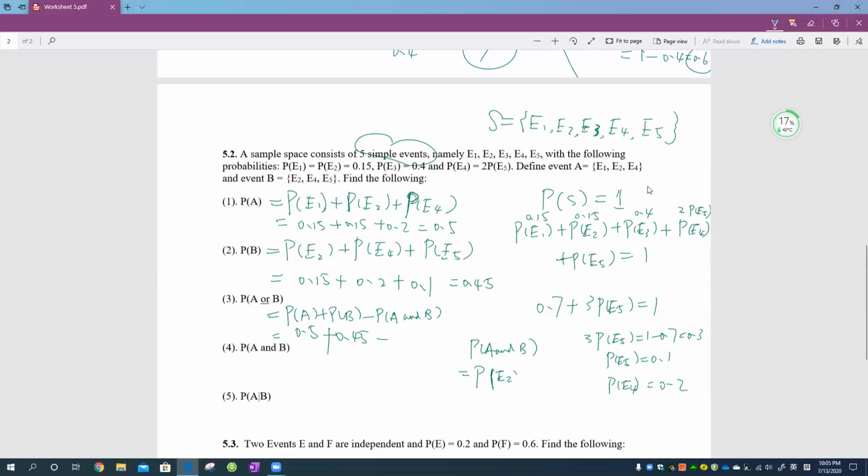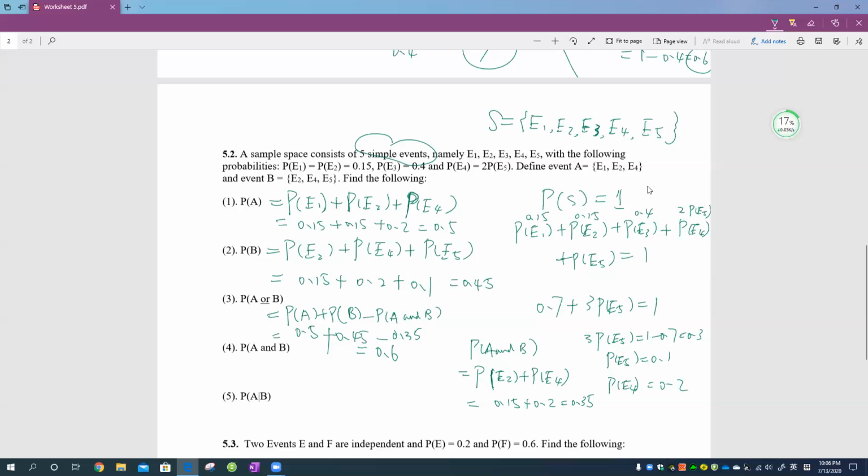So this is going to be probability of E2 plus probability of E4. That is probability of E2 we have 0.15. Probability of E4 we have 0.2, so that's 0.35. Don't forget to minus 0.35. And then we have the result as 0.6. A or B, 0.6. And then for A and B, we already defined it already.